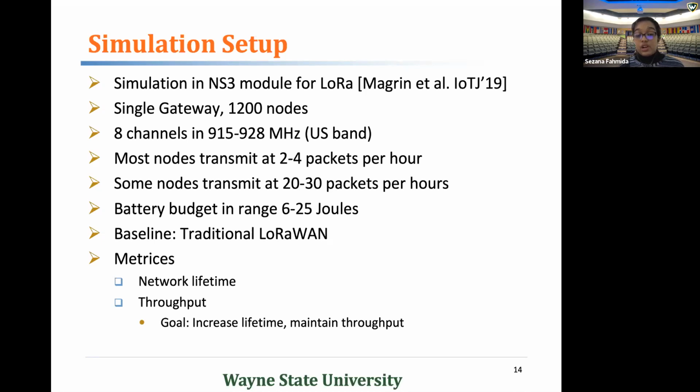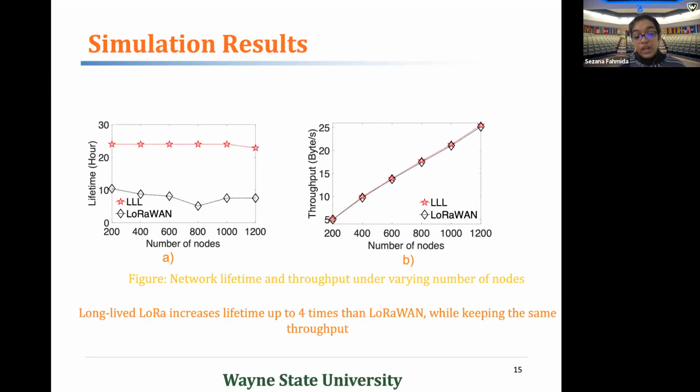We considered traditional LoRa 1 as our baseline, and we considered the metrics network lifetime and throughput. Our goal was to increase the network lifetime while maintaining the same throughput as LoRa. We see the simulation results for network lifetime and throughput under varying number of nodes in this slide. Figure A shows the lifetime in hours, while figure B shows the throughput in bytes per second. We see that Long-Lived LoRa increases lifetime up to 4 times over LoRa 1 while keeping the same throughput.